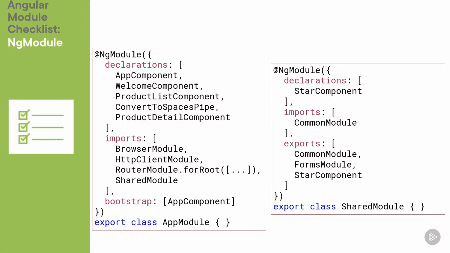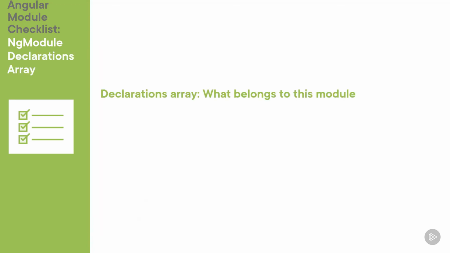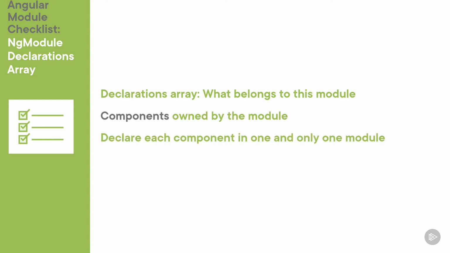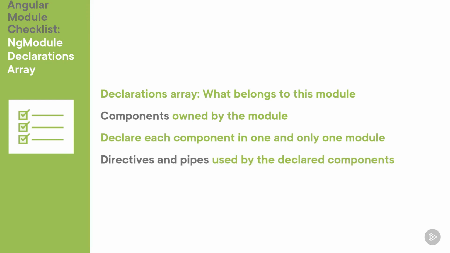When creating an Angular module, we build a class and decorate it with the NgModule decorator. The NgModule metadata is comprised of a set of arrays. The declarations array of the NgModule decorator declares the components that belong to this module. This array contains the list of components owned by the module. Declare each component of the application in one and only one module, and declare the custom directives and pipes used by the declared components, unless they are already available from an imported module.